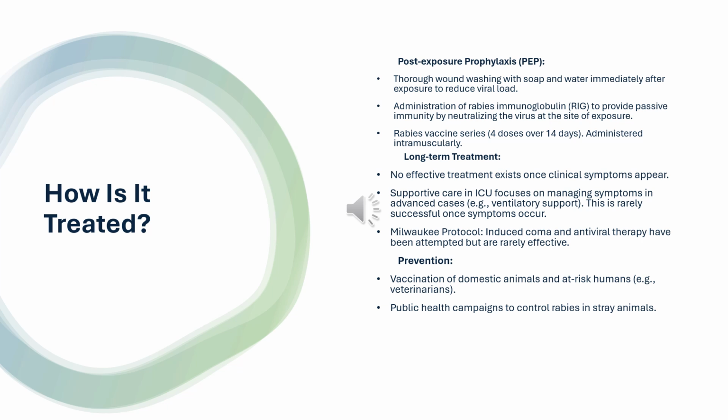To prevent rabies, vaccination of domestic animals and at-risk humans, such as veterinarians, is very essential. They also have public health campaigns that focus on controlling rabies in stray animal populations.